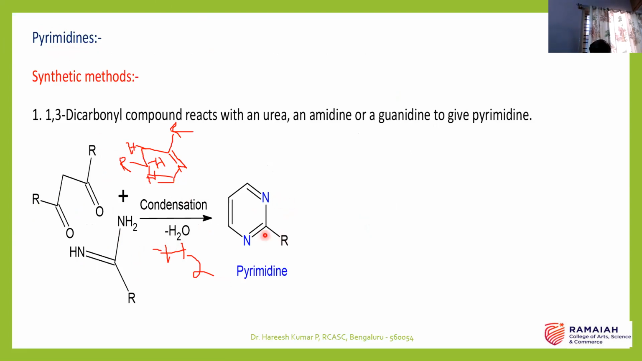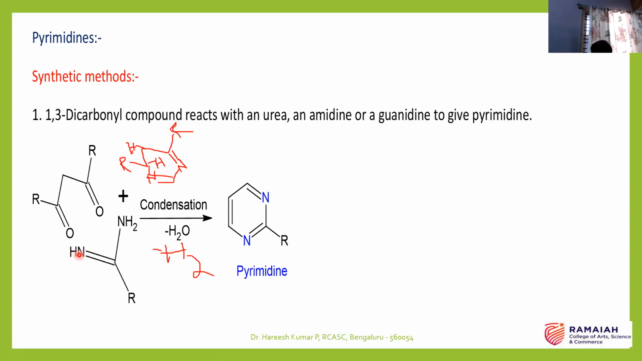Pyrimidine means a 6-membered ring with two nitrogens at the 1 and 3 positions. So how can this be synthesized? By taking a 1,3-dicarbonyl compound. This is 1, 2, 3. When the 1,3-dicarbonyl compound is treated with amidines, the name of this compound is amidine, it will undergo condensation.